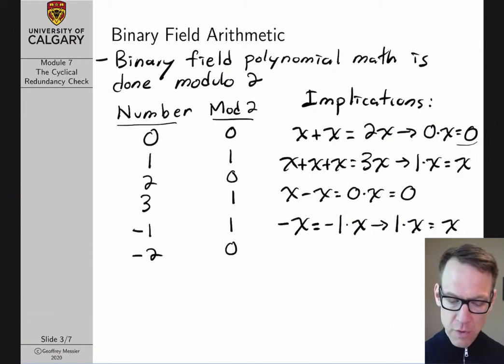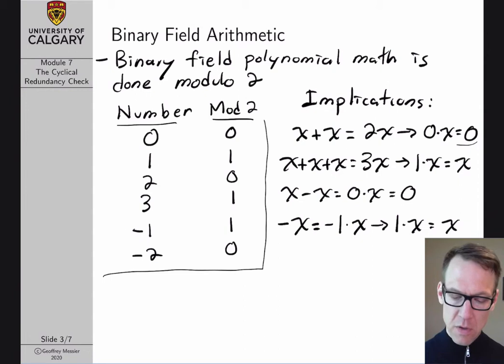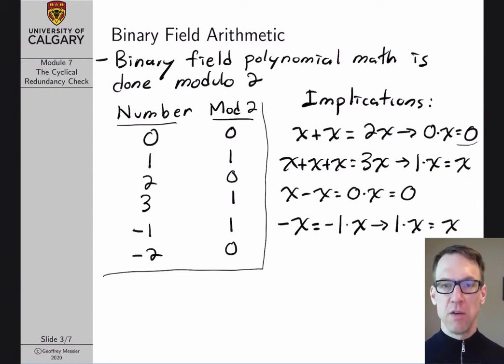It's important to remember this, or keep this table, maybe write it down on a piece of paper and set it off to the side, because I'm going to start to work through a series of examples to show you what addition, subtraction, and multiplication look like. It's just going to be straight up regular old algebra, except that when we're finished, again, we take the modulo 2 of the coefficient.